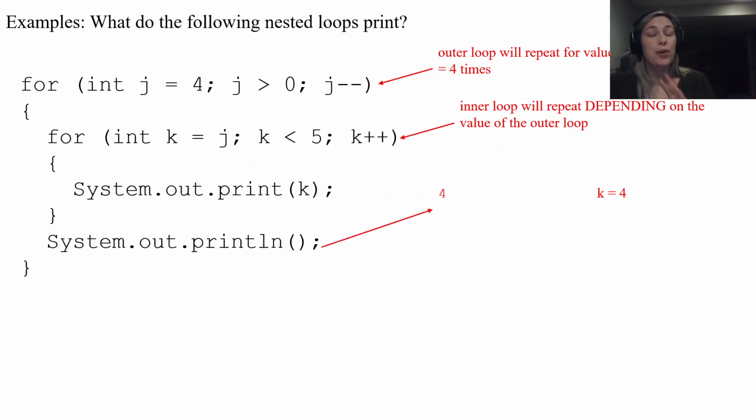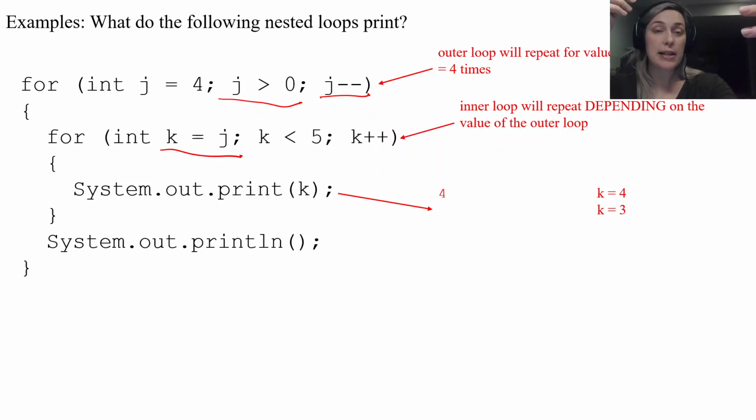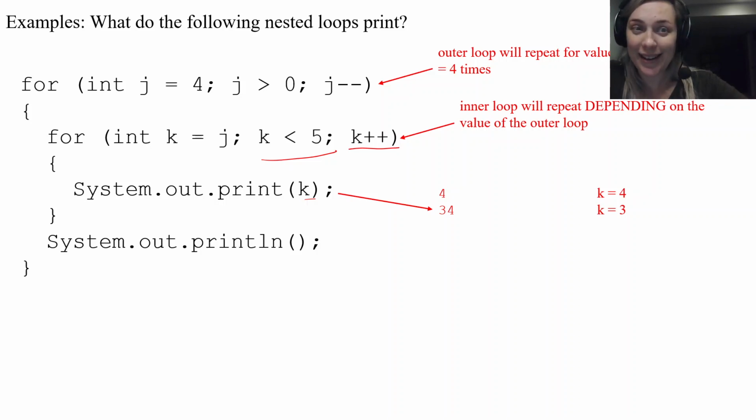My inner loop is done. My outer statements of my loop run, so I print that line once. And I go back up and I decrease j. So j becomes 3. 3 is greater than 0. I come in here, k is equal to 3. 3 is less than 5, so I'm going to print off a 3. I'm going to increase k to 4. 4 is less than 5, so I print off a 4. k increases to 5. My inner loop ends. I print off a new line.